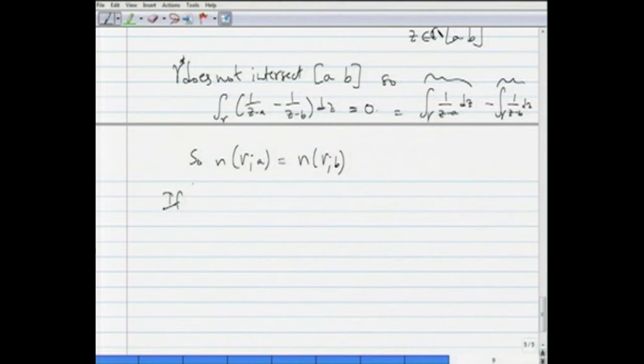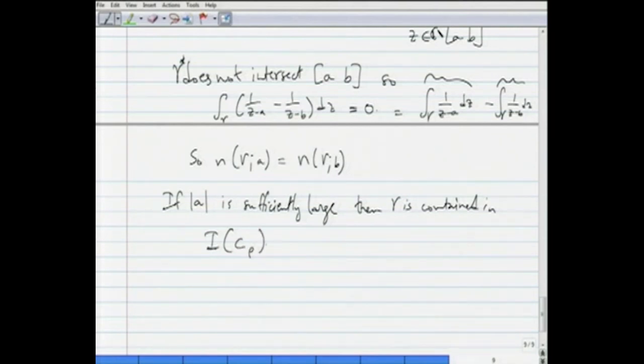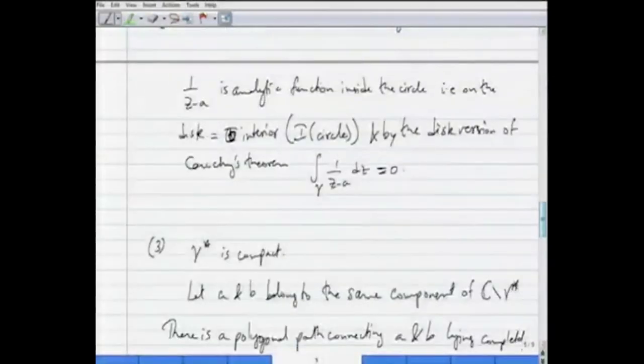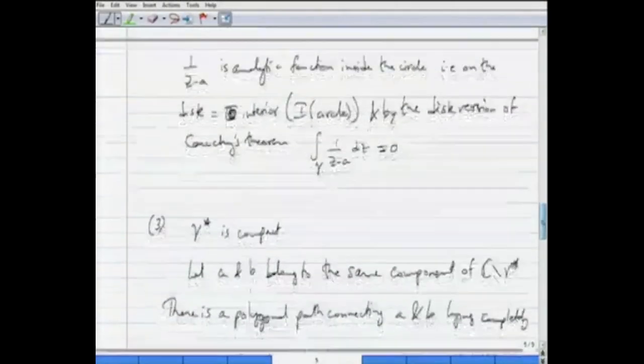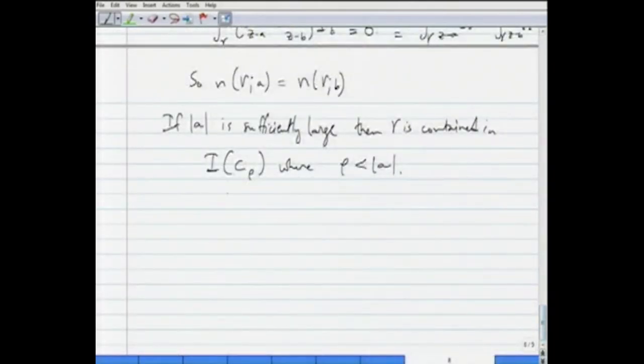Also, I claim that the unbounded component has 0 as its index. So, if A is sufficiently large, then gamma is contained in the interior of circle of radius rho, where rho is strictly less than the modulus of A. Then by the earlier property that if gamma lies in the interior of a circle, then for points outside the circle the index is 0. Then we have that the index of gamma with respect to A is 0 definitely, by 2.